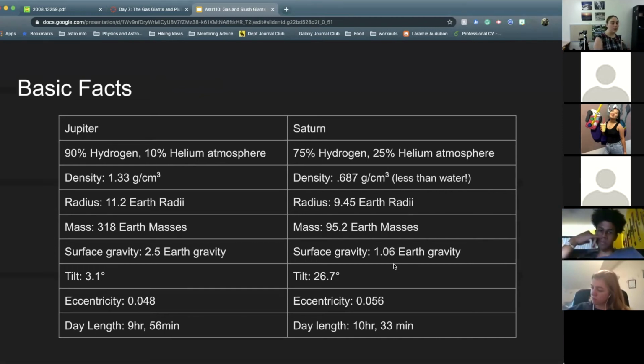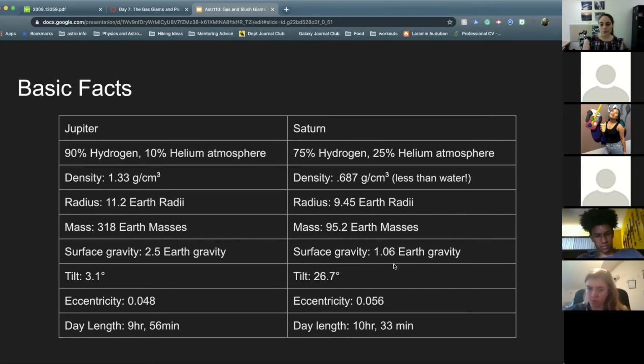So if you had a really big bathtub filled with water and you could put Saturn in it, it would float, which is weird to think about. Of course, we don't have something that big, so we can't do that. But all the other planets would sink, Saturn would float. They're both much bigger than Earth. Jupiter's radius is about 11 times Earth's radius, whereas Saturn is closer to 9.5. Jupiter is about 300 times as massive as Earth, while Saturn is about 100 times as massive as Earth. So the material they're made out of is less dense, but there's so much more of it that they are more massive.